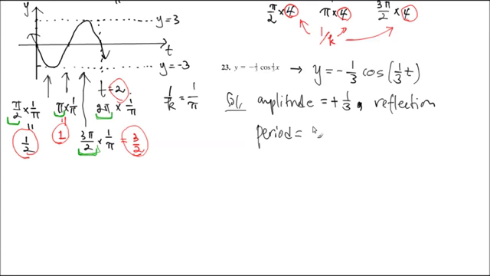Period is 2 pi divided by what's in front of here, right? It's 1/3. So what do you get? 6 pi, right? Pi doesn't cancel. So it's very slow motion. 6 pi. All right. What if this had a negative inside? So here's a little remark.